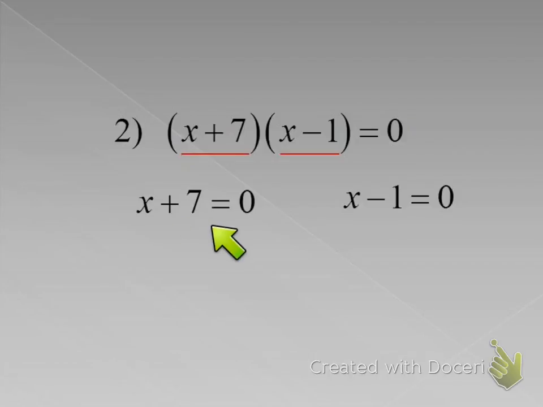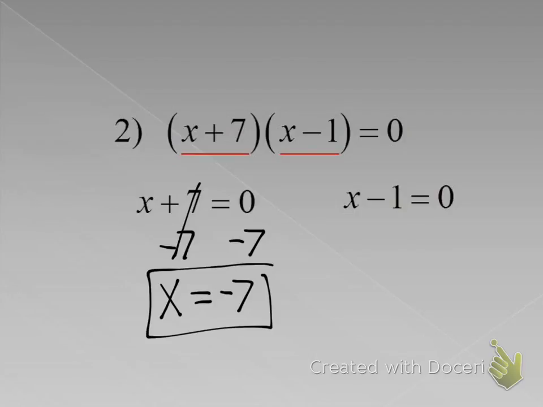How do you get the x by itself? You subtract 7 from both sides. What is 0 minus 7? Negative 7. Back here, how do I get the x by itself? You add 1. What is 0 plus 1? 1.